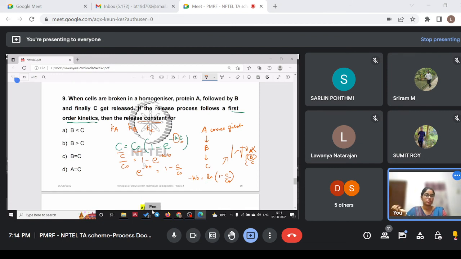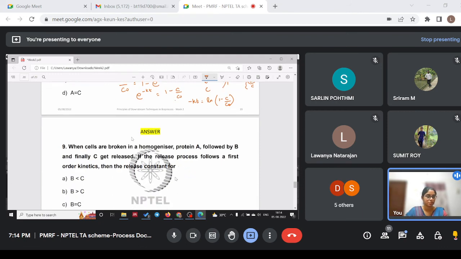Okay, so finally what is it? Let me scroll a little bit so that I can use the space in the next slide also. So kt is equal to negative ln of 1 minus C by C naught. This is going to give you a positive sign at the end. And you know that time is going to be in the denominator now.